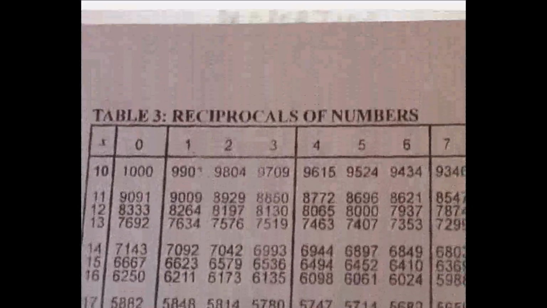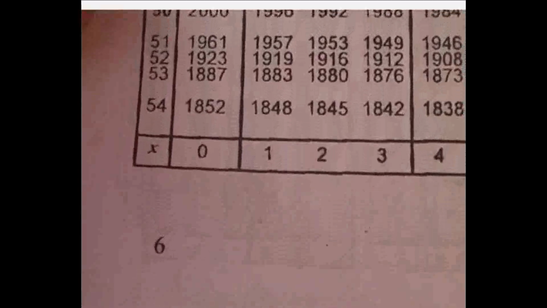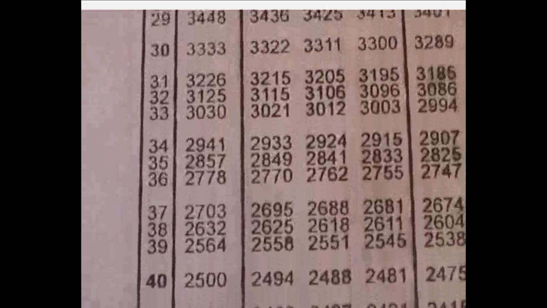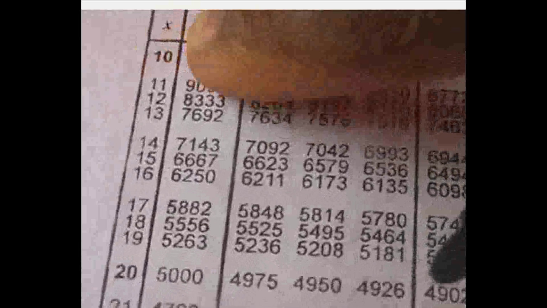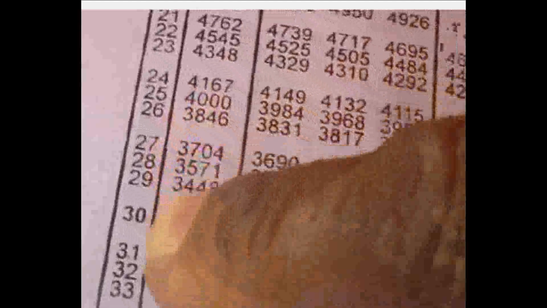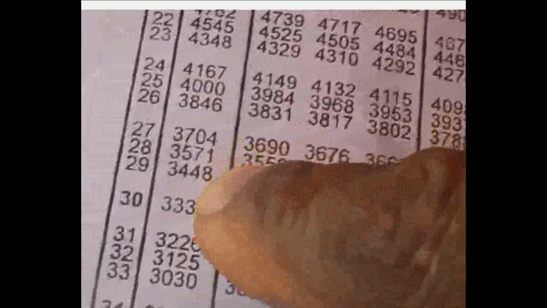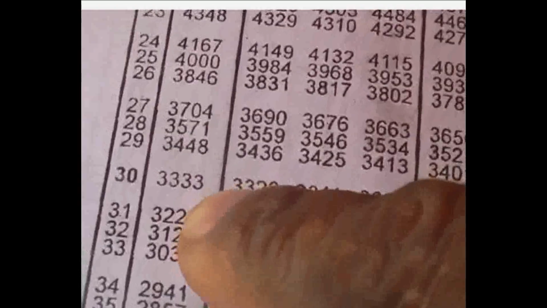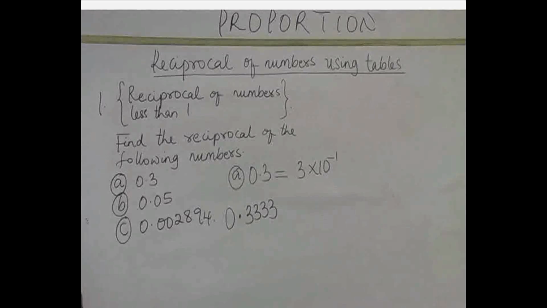This is the 4-figure table, reciprocal of numbers, and it's page 6. You can see the columns where you have numbers. Started from 10, 11, 12, and it goes down. You can see where you have 30. And this 30 under 0, this is 0. So if you trace down 0 and where you have 30, you find out that what you have there is 3, 3, 3, 3. And that is the number you can see on the screen that I wrote there.